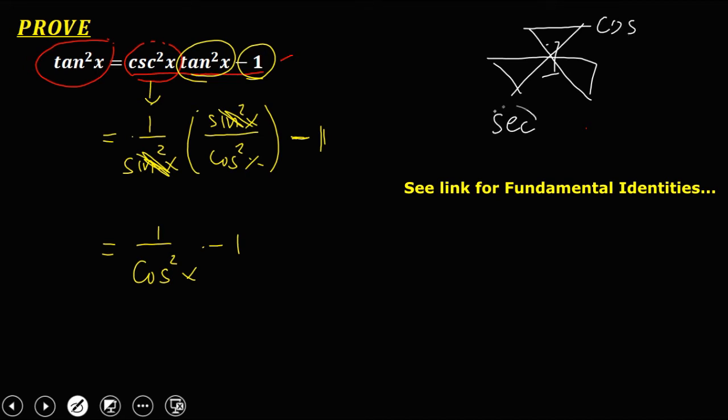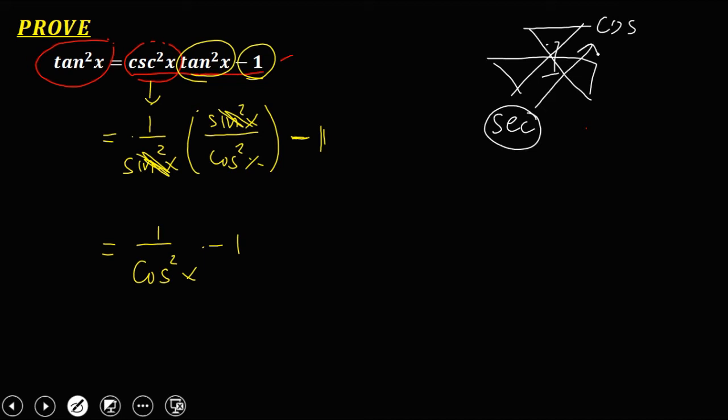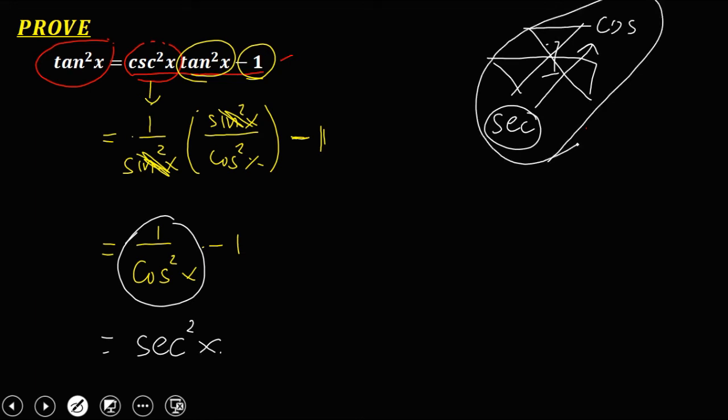Now for secant, that's 1 over cosine, and we have this 1 over cosine, but cosine is squared, so therefore this function is equal to secant squared x from this fundamental identity. Then you bring down minus 1.